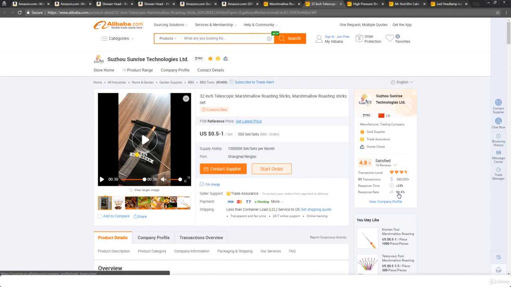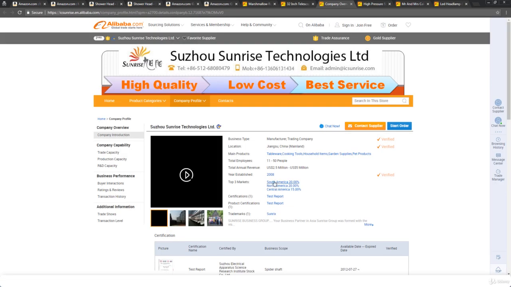This is all looking really good here. We can also click on company profile, so let's do that. Now we can see they were established in 2008, so they've been on Alibaba 7 years, but they were established previously to that. They have the top 3 markets here.